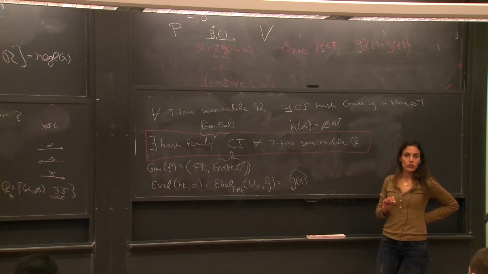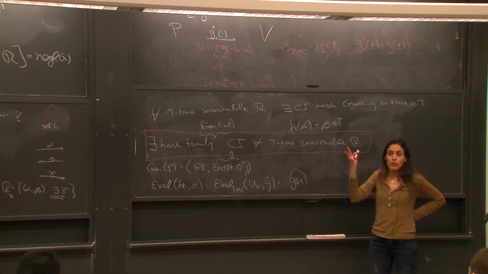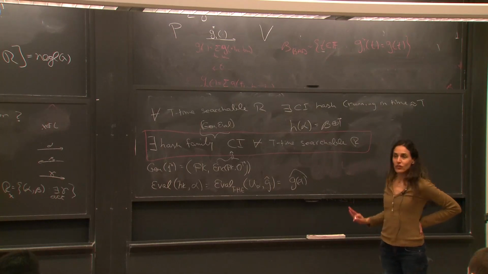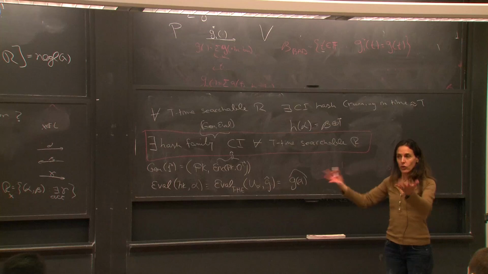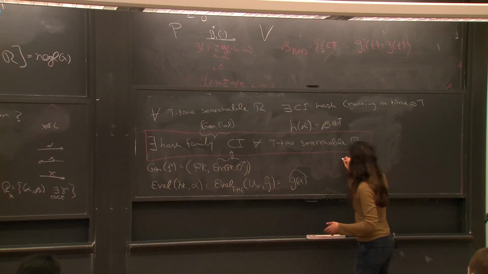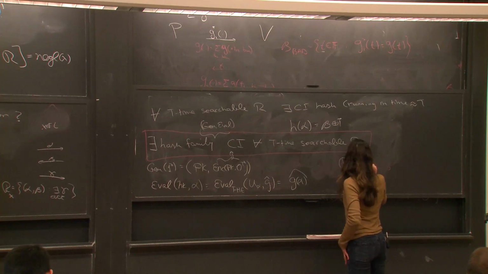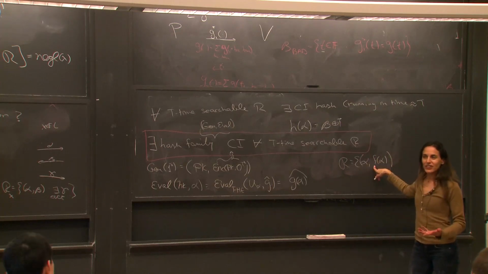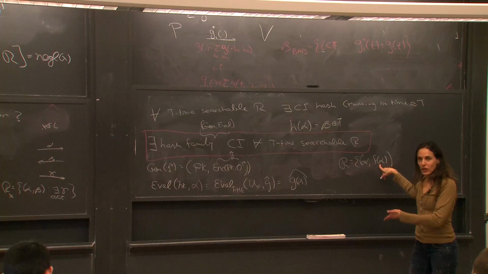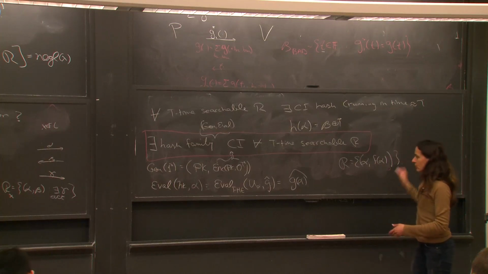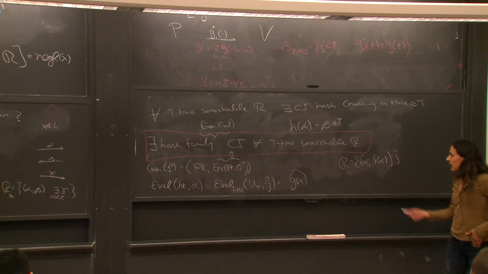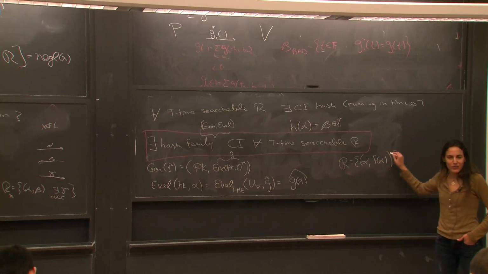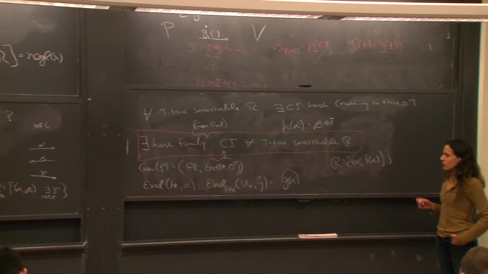Now give me your favorite t times searchable relation, and I'll show you why it's correlation intractable with respect to it. Let's say your relation is a bunch of alpha and f of alpha. It's searchable, so for every alpha, there's a unique beta. Find the unique beta. In the more general case there are several functions, but for now you can think of just one.